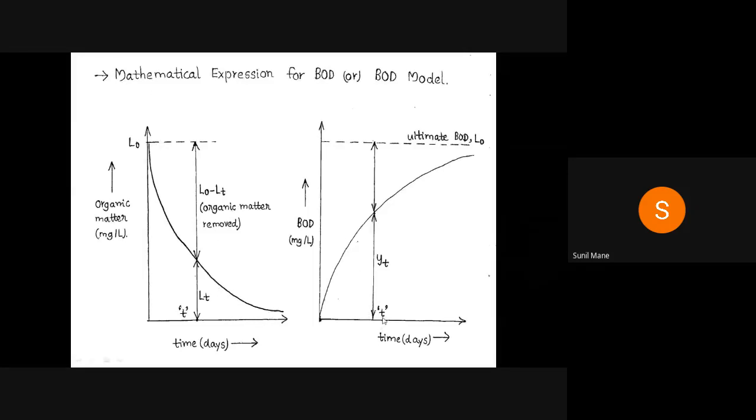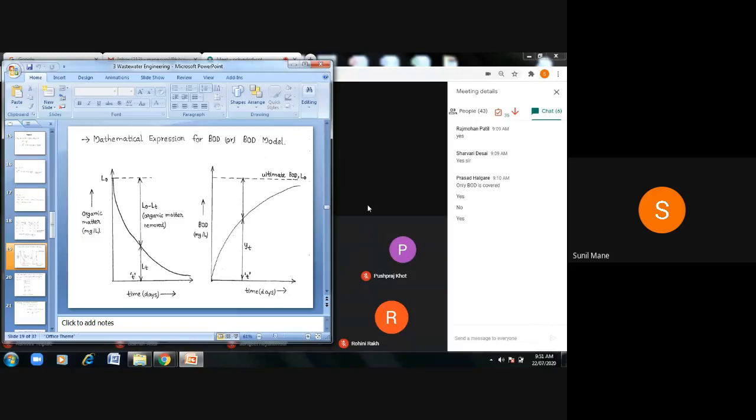Here the T is again 5 days. YT would be BOD5, the BOD after 5 days. The oxygen demand is increasing in this particular manner, and at this point we can determine the BOD, the biochemical oxygen demand, which is the amount of oxygen required in that particular wastewater after disposal to remove organic matter. That is why we are going for the mathematical model. Based on this understanding we can go for further expression of the mathematical model of the BOD model, right?